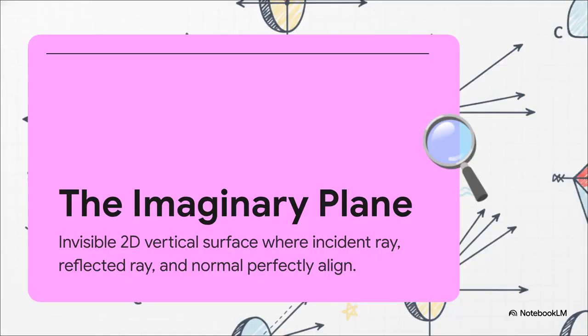Now, before we actually map a mirror, we really got to clear up a massive misconception about the laws of reflection. The law states that the incident ray coming in, the reflected ray bouncing off, and the normal, perpendicular line all lie in the same plane. But listen closely, this plane is not the physical surface of the mirror itself. Actually, scratch that, it's more like an invisible, imaginary 2D vertical slice of space where these three lines perfectly align. Imagine a flat sheet of paper standing straight up on the mirror. That right there is the plane we're talking about.